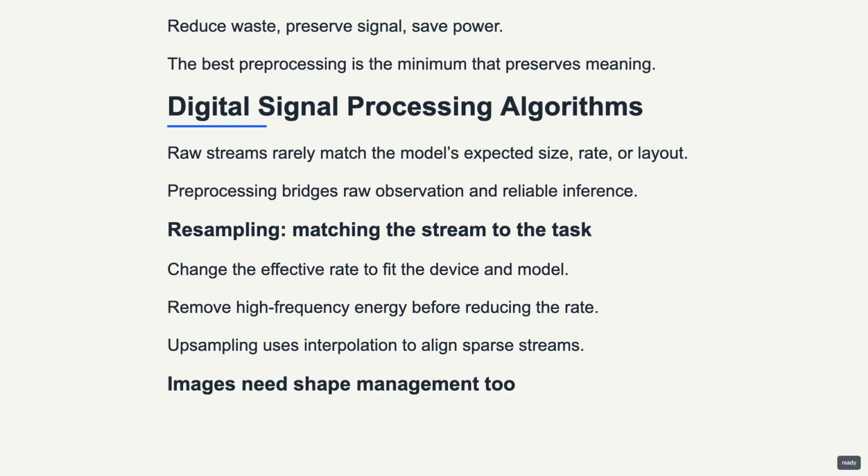Vision has the same problem, only with height, width, and aspect ratio instead of sample rate. The input has to be reshaped so the model sees a valid image without losing the evidence that matters.